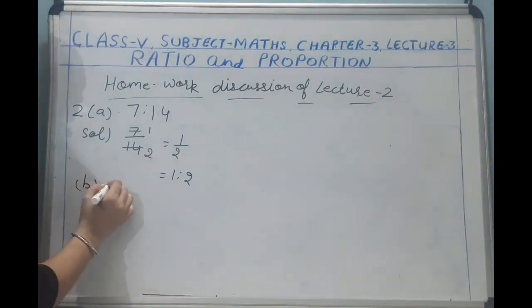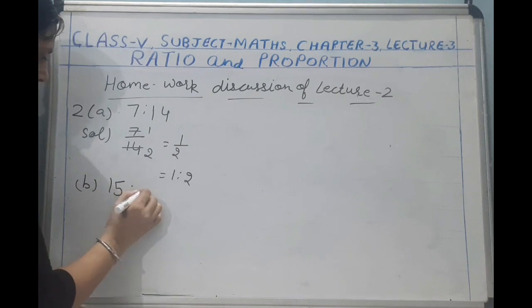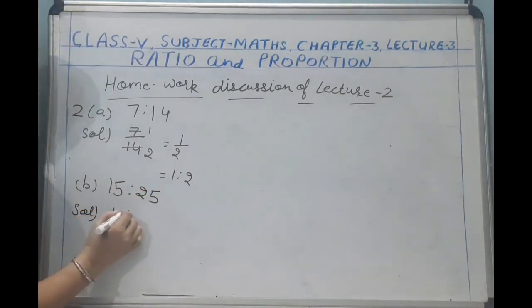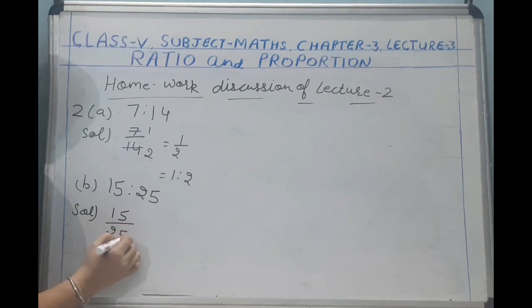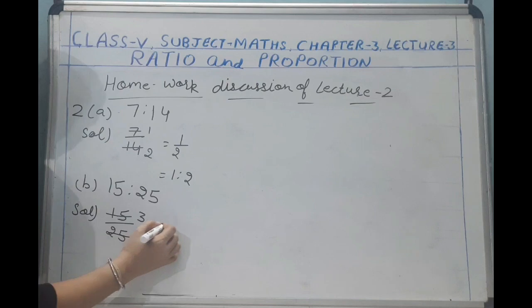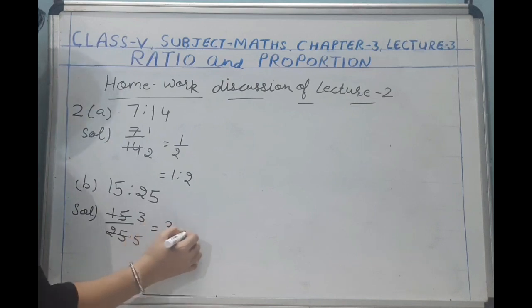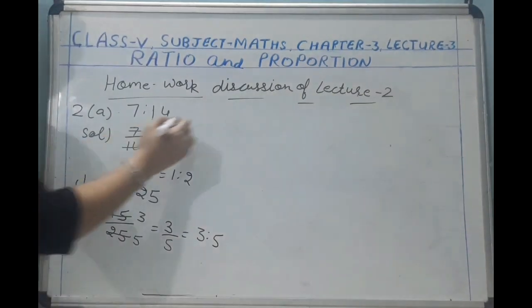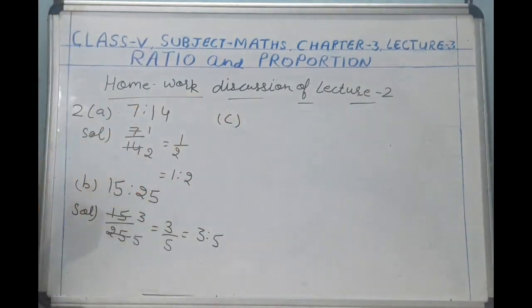Next, B part. 15 ratio 25. So what will be your solution? First of all, write in the form of a fraction. 5 3s are 15, 5 5s are 25. So 3 upon 5, 3 ratio 5. Right? C part. Very simple questions were these.